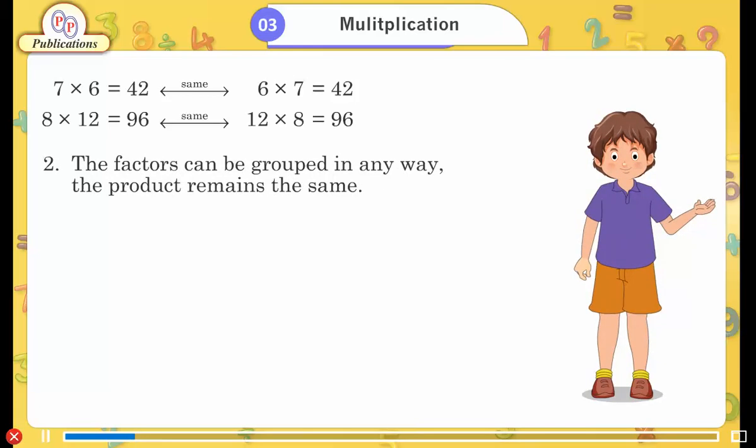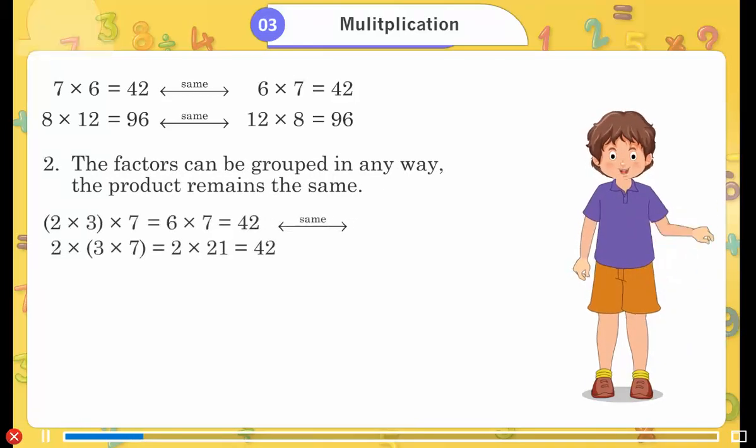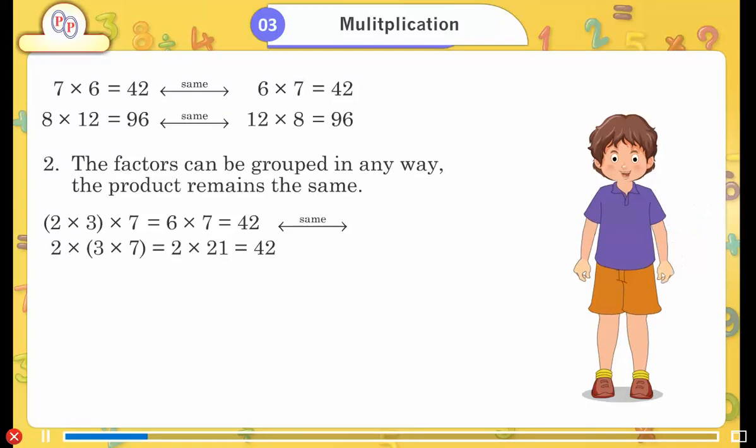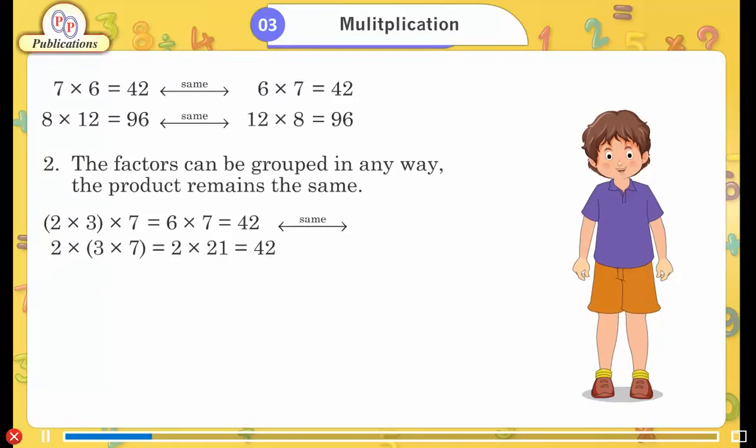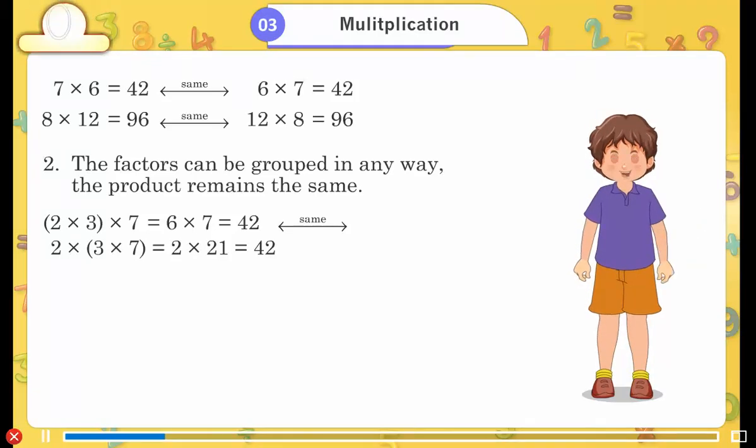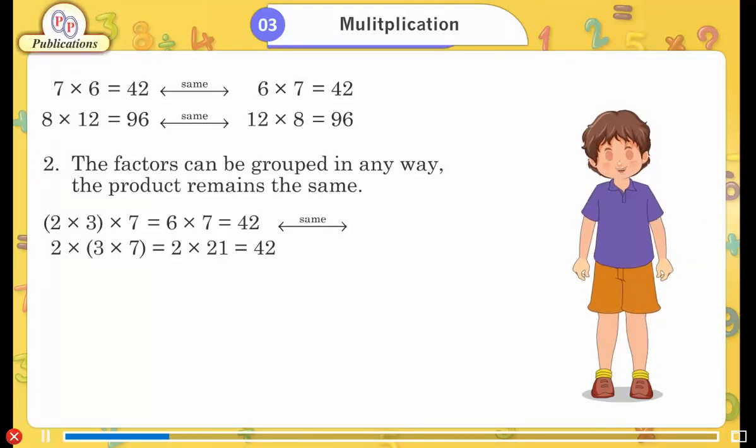2. The factors can be grouped in any way. The product remains the same. (2 × 3) × 7 = 6 × 7 = 42. 2 × (3 × 7) = 2 × 21 = 42.